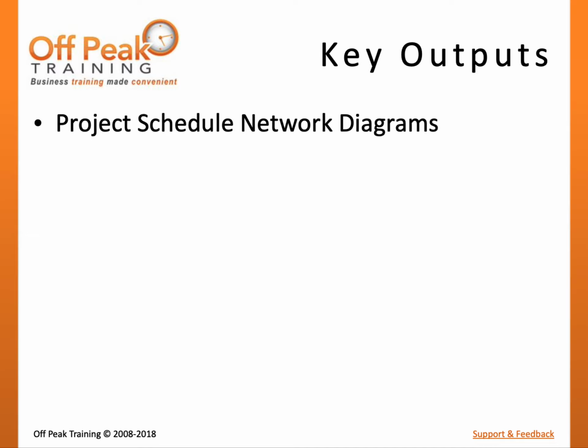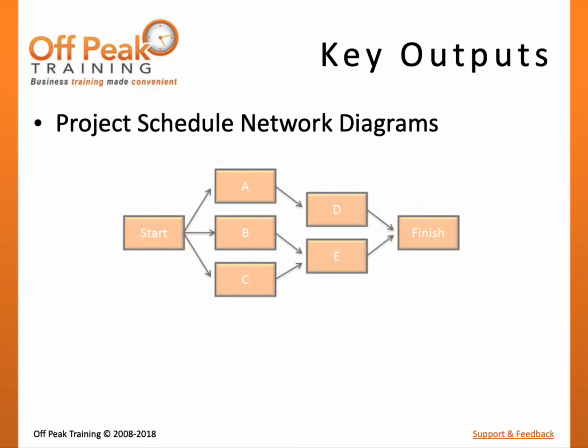There are 2 outputs of the sequence activities process. Project schedule network diagrams are a graphical approach to display project schedule activities and the dependencies between them. The purpose of a network diagram is to document the sequences that exist in the work of the scheduled activities. It does not need to communicate the length of the activities nor the dates they are planned to be performed.